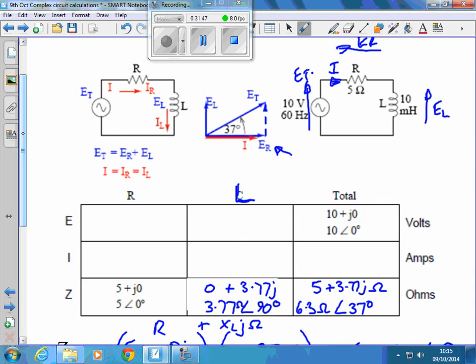You only need angles when you're talking about two different quantities and want to know what the phase relationship between them is. If you're only interested in how many amps it is, you're not bothered about the angle. If you want to know what the relationship between two vectors is, then you need the angles.